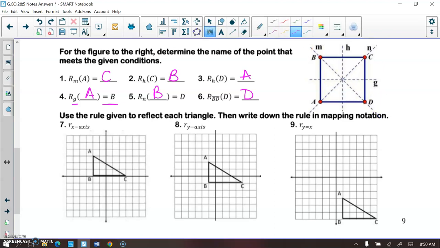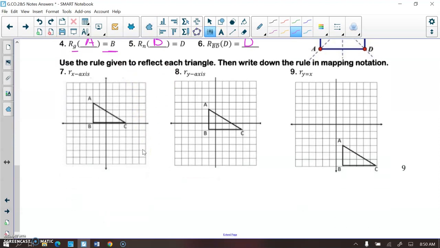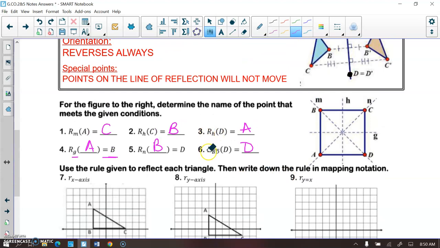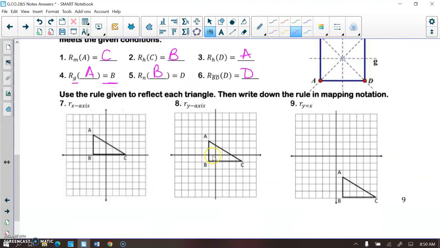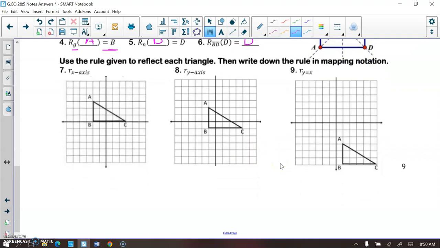All right, so now moving on to these actual coordinate graph reflections here, we are going to reflect over the x-axis, the y-axis, and the line y is equal to x. And notice I used capital R's sometimes and lowercase r the other times. I'm not going to be picky about whether it's capital or lowercase.